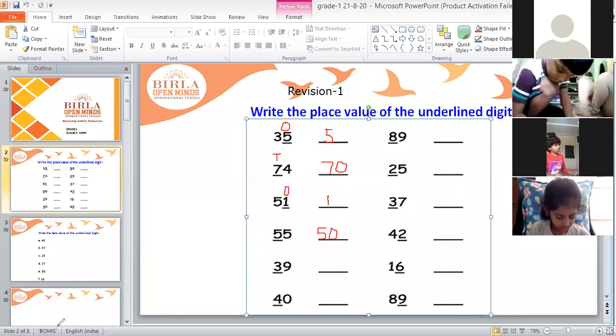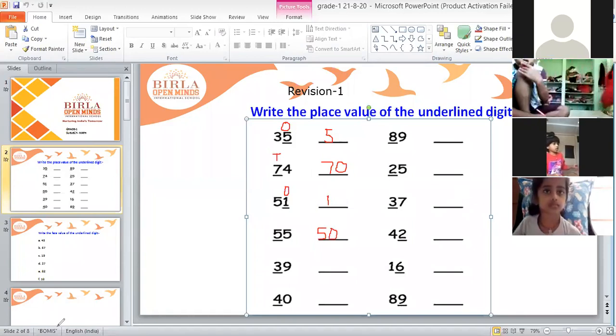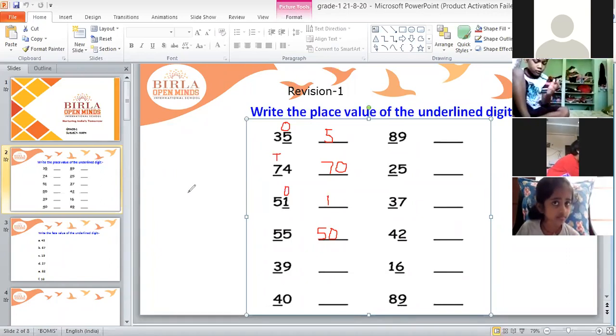Tanvi Sri, you tell me the answer for the next number. 39. Okay, which digit is underlined here? 3. Yeah, so now tell me what will be the place value of 3 here? Tens. Okay, so 3 is in the tens place here. Tell me what is the place value of 3 here? 30. Yeah, that's correct. So the answer is 30.